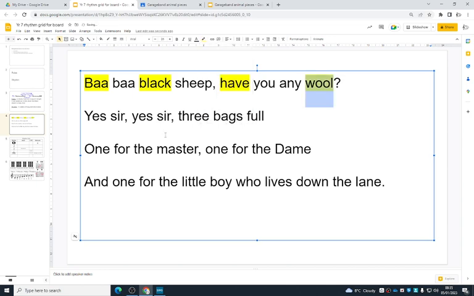Then you go on to the next one. Yes sir, 3 bags full. 1 for the master, 1 for the dame, and 1 for the little boy who lives down the lane. So I want 4 words highlighted in each line. Can you pause the video now so that you can do it?